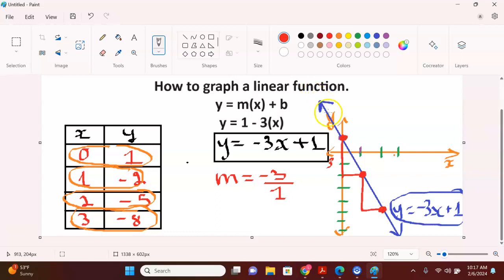And then again, right there, you can go ahead and connect all these 3 points to form your line. And that is how we graph a linear function. All right, guys?